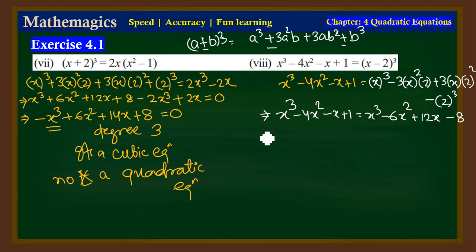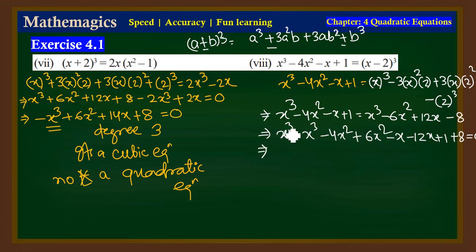So the rest of everything has to be kept on the left hand side. This x cube will come, that becomes minus x cube. Now the square terms, minus 4x square, minus 6x square will come this side and become plus 6x square. Now the x term, this is minus x, and on that side minus 12x, because 12x will come this side and become minus 12x. Here plus 1, and minus 8 will come this side and become plus 8, equal to 0.